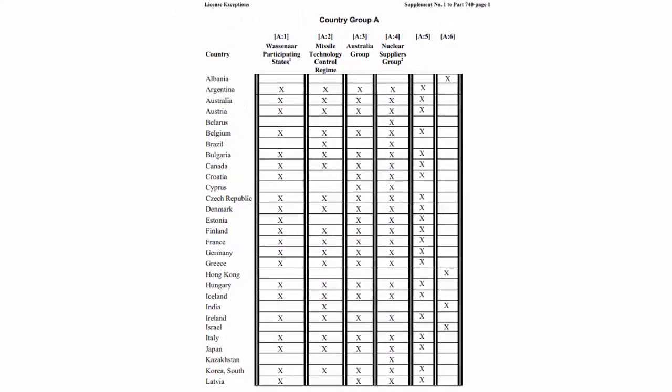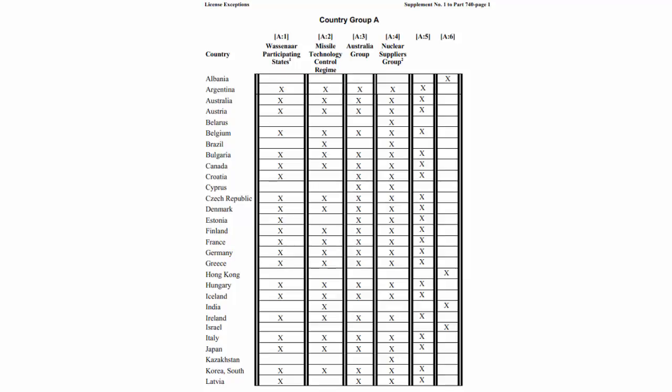From below country group A, A1 is the Wassenaar participating states, A2, Missile Technology Control Regime, A3, the Australia Group, and A4, Nuclear Suppliers Group. So something that started way back in our conversation on ITAR and export controls in general, here they are again. Now, you'll see a bunch of X's in the box here. This is a different reason for an X in the box. X in the box on the country chart, not a very good thing because it implies the need for an export license or an export exception.